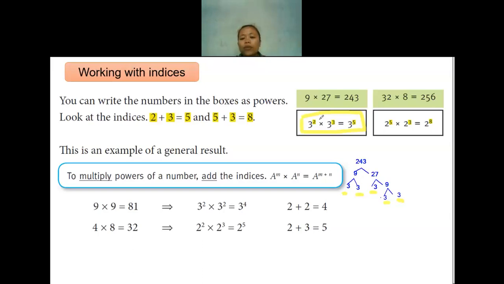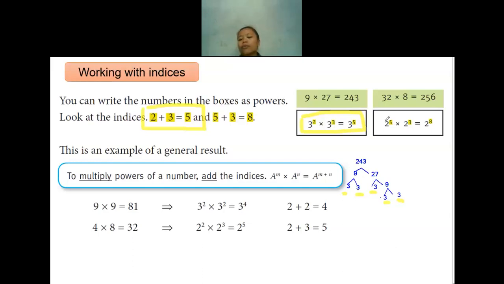Now what is the connection between 2 and 3 to make it into 5? The only thing that I can do is addition. 2, I have to add it by 3 to get 5. So that's why here I will write 2 plus 3 equals 5. That is correct. So later, if we have any calculation using indices and the base number is the same, like this 3, 3, 3, we can directly add the powers. We can directly add the 2 and 3 to get 3 to the power of 5.